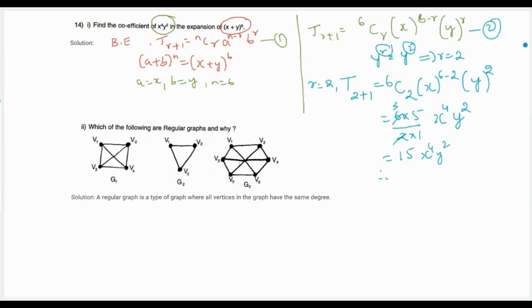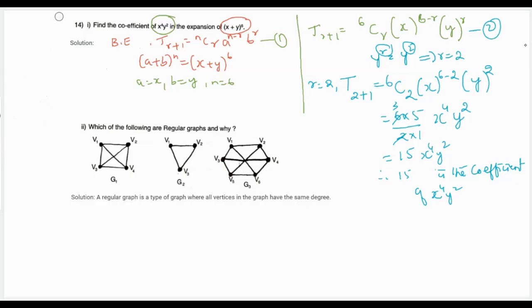Therefore the coefficient is 15. 15 x^4 y^2, so 15 is the coefficient of x^4 y^2 in the given expansion.